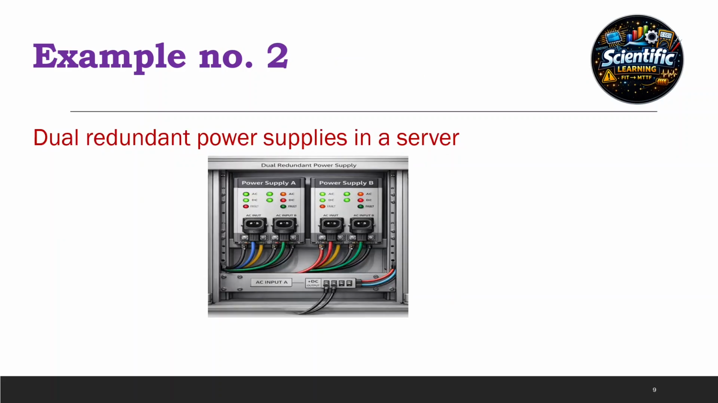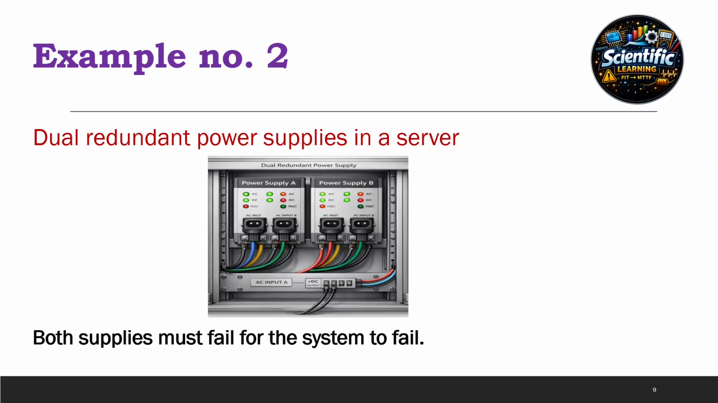Now, after the series RBD example, let us now move to example number 2, wherein we are looking at dual redundant power supplies that are commonly used in an industrial type of server. Now, in the figure we can see two power supplies, power supply A and power supply B, both of which are wired in a sharing manner and finally powering the server. In this kind of dual redundant configuration, both supplies must fail for the system to fail.